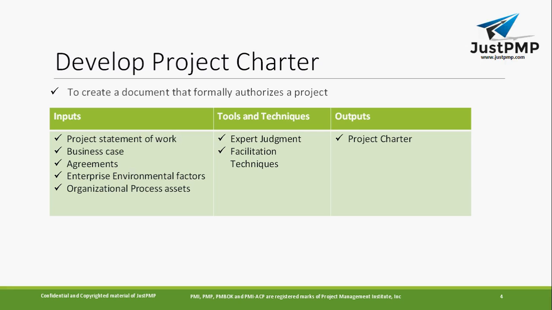But two of the things which are going to keep on coming in most of the processes are the enterprise environmental factors and organization process assets. So what is the enterprise environmental factor? For example, if you're starting a construction project, say you're trying to build a hub mall in a new town, you need a lot of approval from the government, some regulatory approvals. That is your enterprise environmental factor.